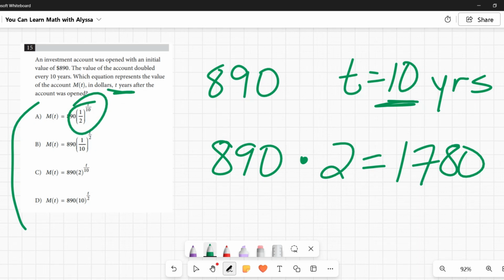Let's look at the first one. We have T over 10 up here. There we go. So if I put 10 in there, I get 10 over 10, or 1. So I'd have 1/2 to the power of 1. That's just 1/2. That's not 2. That one's out.